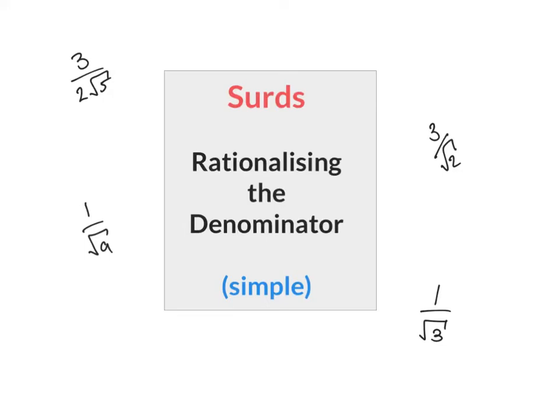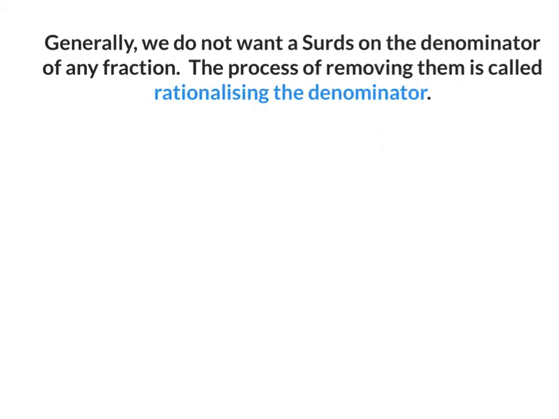So in this video we want to look at rationalising the denominator of a fraction, or the bottom of a fraction. And generally when we're talking about surds, having surds in a fraction, we don't like surds on the denominator of any fraction, on the bottom of a fraction. And so what we do is we use a process called rationalising the denominator.